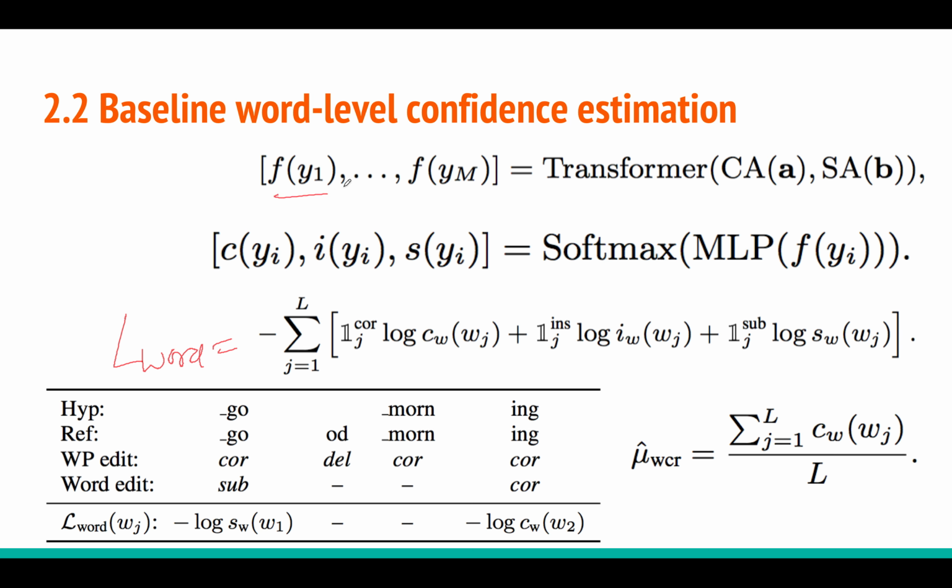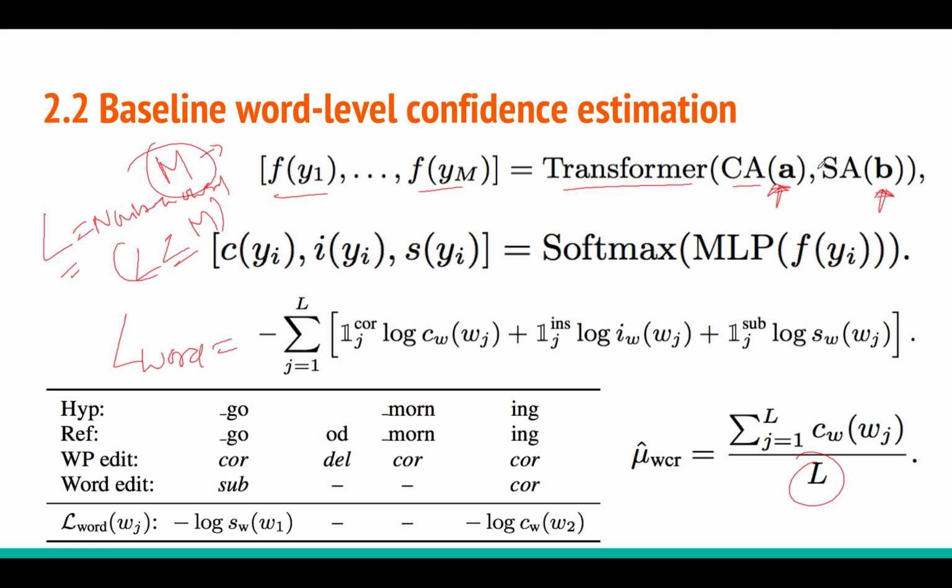Like I said, f of y1 is the feature representations from the decoder for every subword. You have M subwords, where M is the number of subwords, and L is the number of words. L will be less than or equal to M. Usually M will be higher because there are more subwords, and the number of words in that sentence will be fewer. The transformer is just a function mapping: it takes the encoder output A, applies cross attention, takes the decoder input B, and applies self attention, and this function mapping gives you the sequence of vectors. These are the subword vectors or subword features from the decoder.